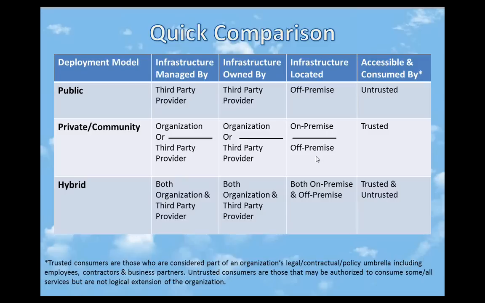Hybrid: both organization and third-party provider. As I said, hybrid is a combination of different deployment models. So it can be managed by both the organization and a third-party provider. Infrastructure owned by, it can be owned by both organization and third-party provider. Infrastructure, it can be on-premises or off-premises. That option is there. And then accessible and consumed by, since it's a combination of different cloud computing deployment models, it is trusted and untrusted both. So it's consumed and accessed by trusted as well as untrusted consumers. So this was a quick comparison.